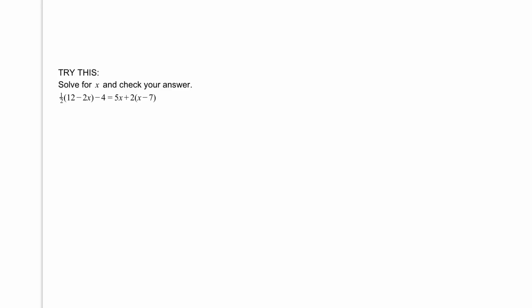If you did the try this correctly, you should get x equals 2. If you didn't get x equals 2, please raise your hand and I will come around and help you.